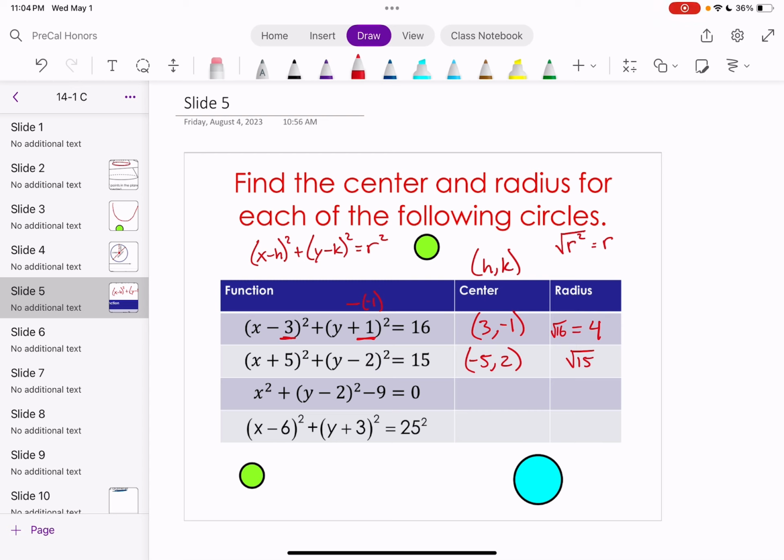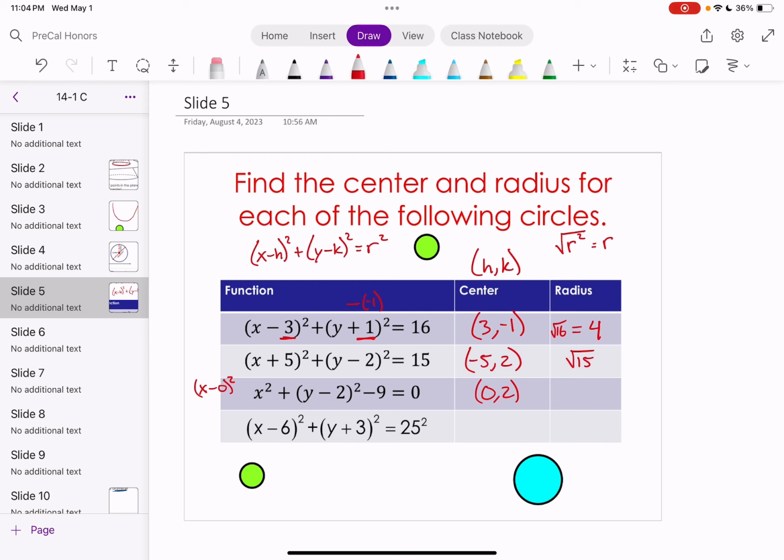Here we see that x is squared. It does not have a plus or minus any type of number, which means this could also be seen as x minus 0 squared. So our center would be 0, positive 2. Now in this case, we don't have a number to the right side of our equal sign, but we do have a minus 9 to the left.